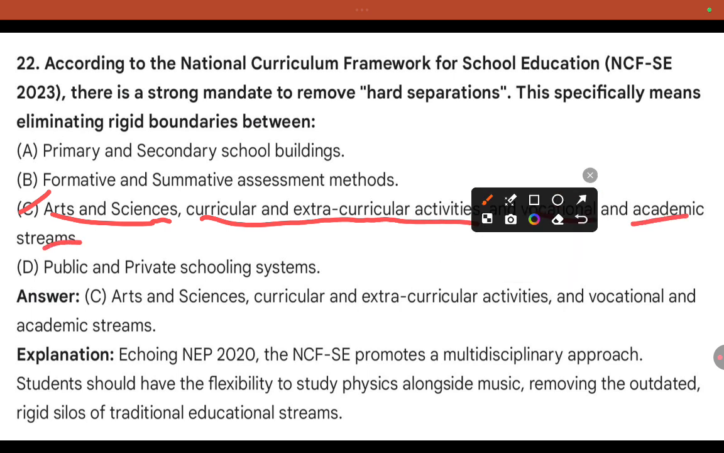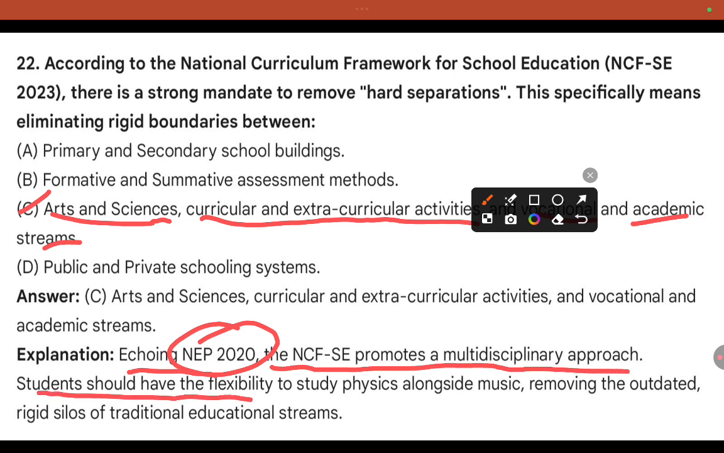So here, according to NEP 2020, the NCFSE promotes a multidisciplinary approach. School students must have the flexibility to study physics alongside music, removing the outdated rigid syllabus of traditional educational streams.